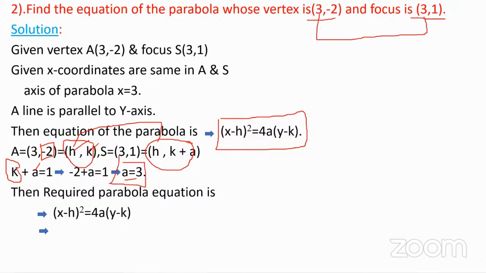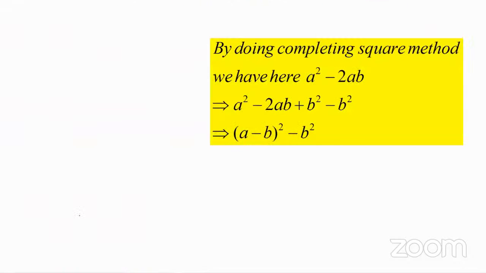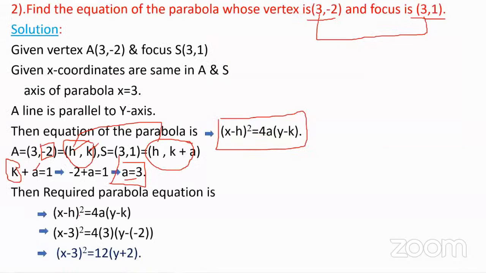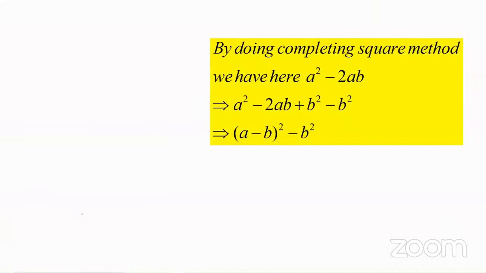Then the required parabola equation is (x − h)² = 4a(y − k). Just substitute the values of h, k and a. You will get (x − 3)² = 4(3)(y − (−2)), which is (x − 3)² = 12(y + 2). So this is the required equation for the given vertex and focus. Now, what is the completing square method? I'll explain that.